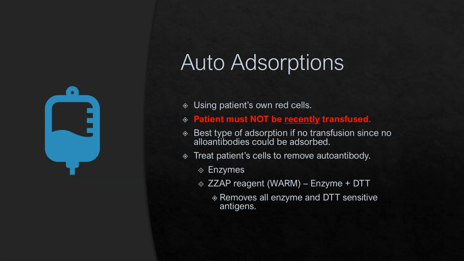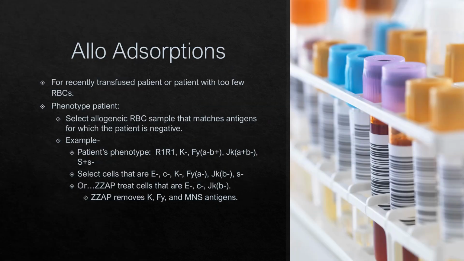There are three main adsorptions that we perform: auto, allo, and then a differential adsorption. So autoadsorptions are when you're using the patient's own red cells to adsorb out. The key for this is the patient must not be recently transfused. If the patient's recently transfused, then the donor cells are mixed in, so it can adsorb out something that you don't want it to. So for alloadsorptions, you must know the patient's phenotype because you want to select a very closely matched phenotype unit to adsorb out. So the key for this one is you must know the patient's phenotype.